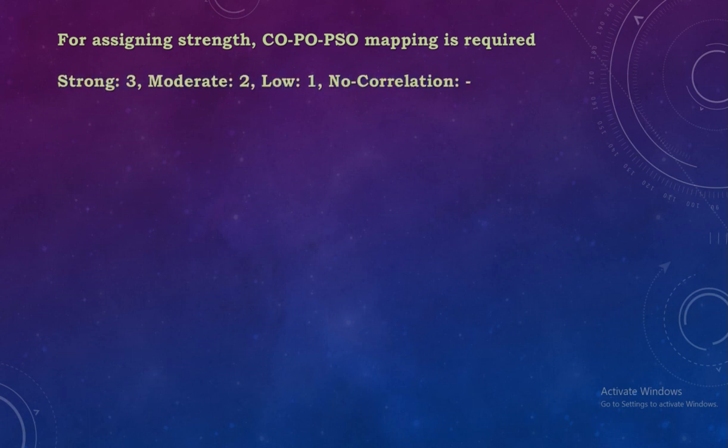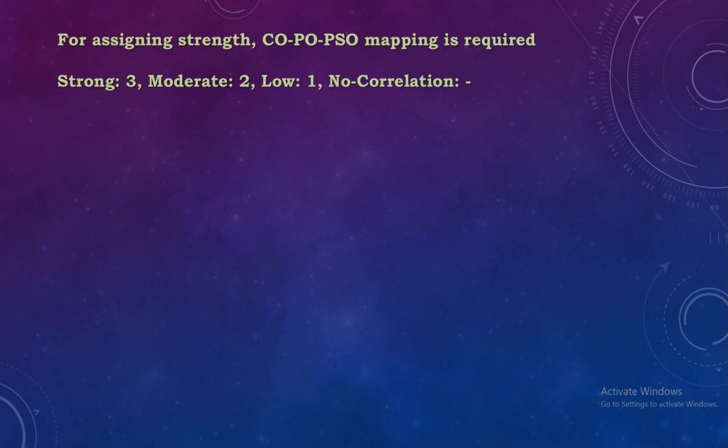The strengths have already been given by the NBA authorities. That is, if the correlation between the CO statement or the course outcome statement and PO statement, that is the program outcome statement, is strong, we can assign 3 marks. If it's moderate, we can assign 2. If it's low or no correlation, we can assign either 1, or we can just leave it with a hyphen mark as well.